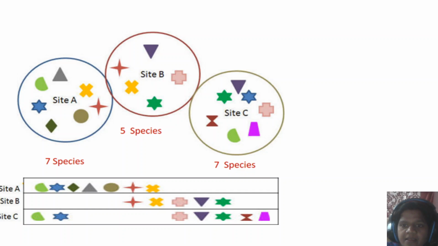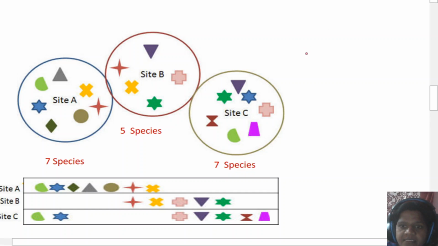Let's say for site A, the alpha diversity is 7, and beta diversity is, how many did we count? 1, 2, 3, 4, 5, 6, 7, 8. There are 8 unique species. So the beta diversity is 8. In the same way you can do it for site B and C.